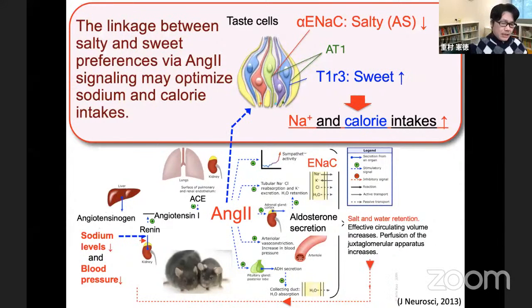Furthermore, angiotensin 2 also enhances sweet taste responses, which contribute to increase of calorie intake. The linkage between salty and sweet taste preference via angiotensin 2 signaling may optimize sodium and calorie intake.